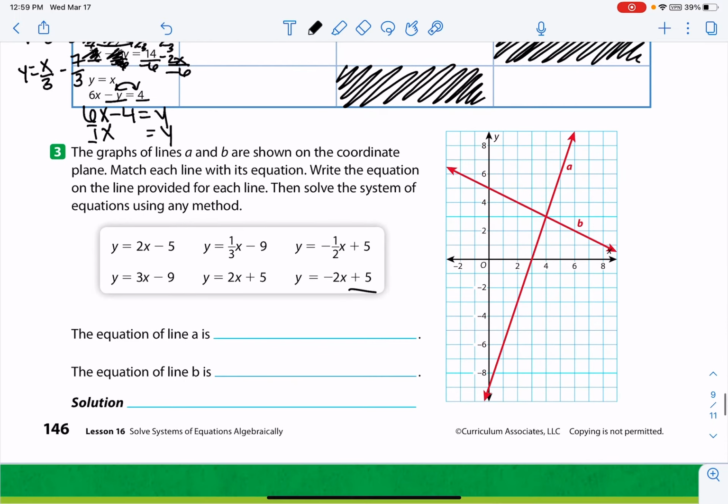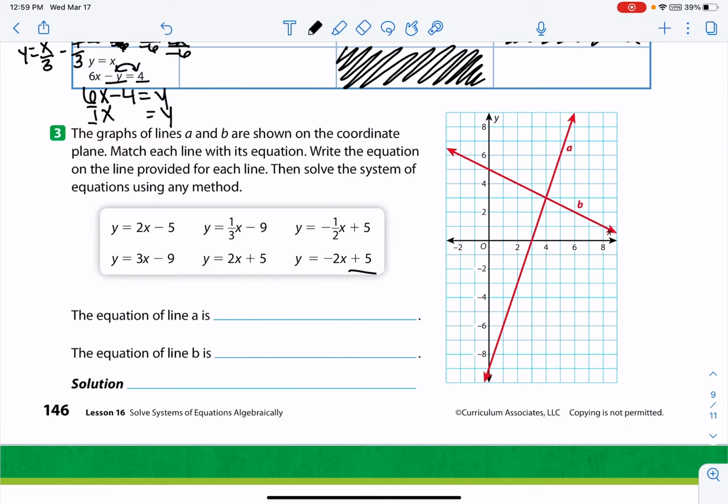All right, number 3. The graphs of lines A and B are shown on the coordinate plane. Match each line with this equation and write the equation on the line provided for each line. Then solve the system using any method. Okay, well, I can easily see the solution to this system is going to be 4, 3, because that's where the two lines cross. So the solution is 4, 3. And I just need to write the equations for each line.